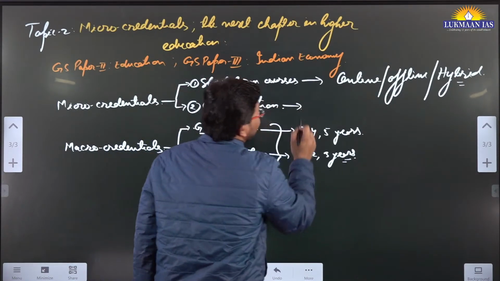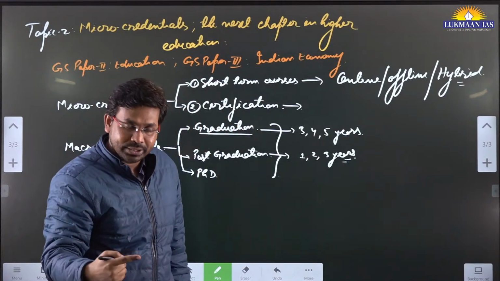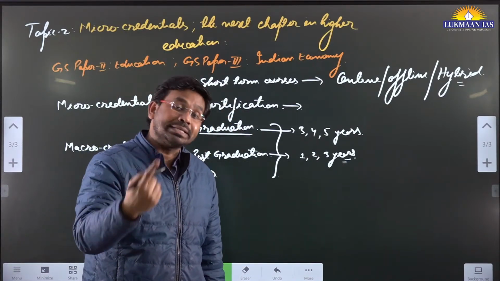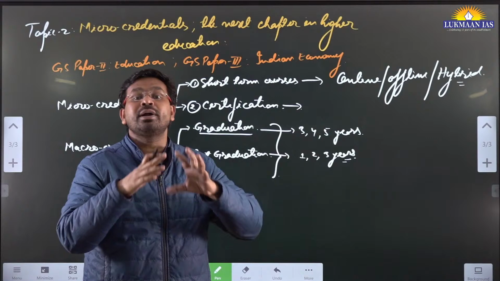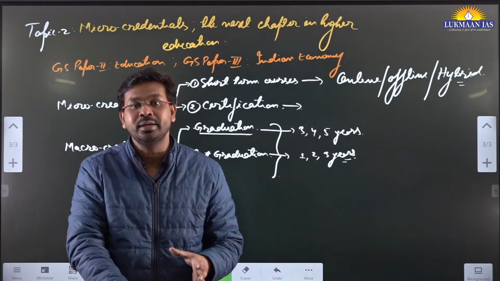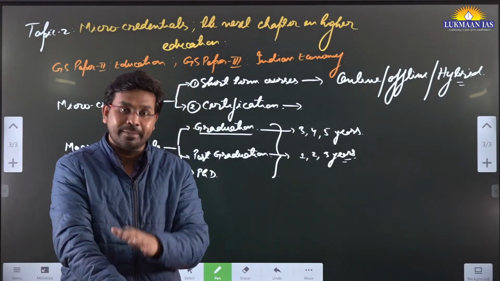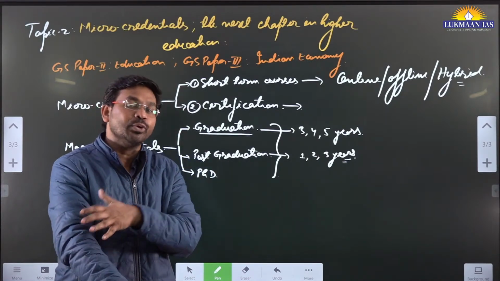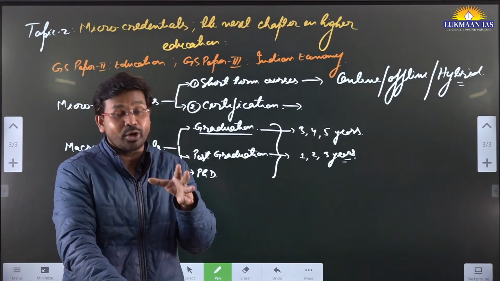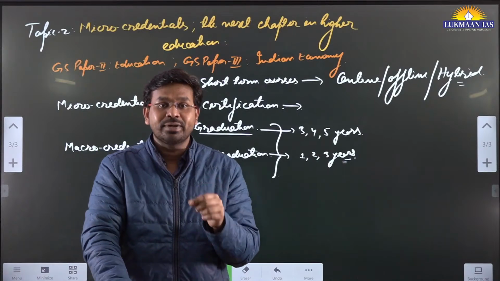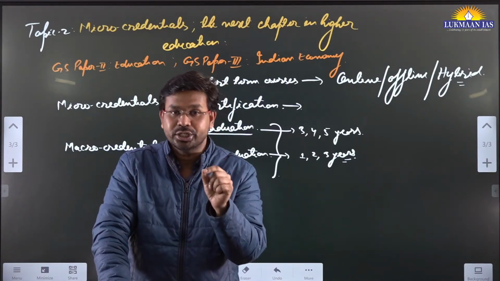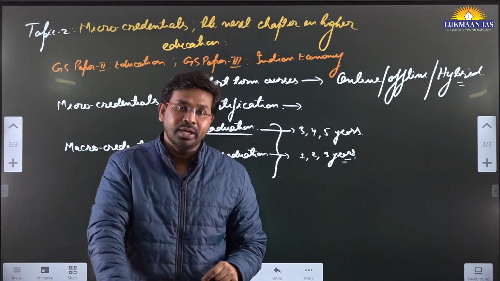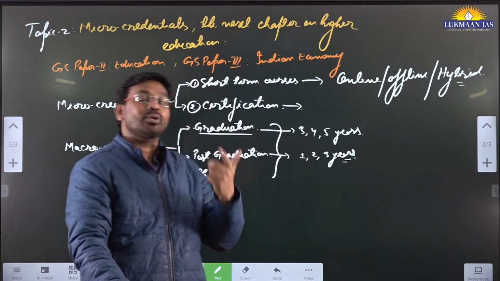These can be provided by government institutions, by private institutions, and by online platforms also. For example, you might have heard about Coursera, you might have heard about Udemy, you might have heard about some universities in India. For example, Delhi University, after they implemented the National Education Policy 2020, started giving micro credentials also.